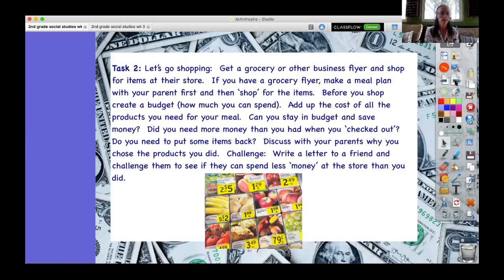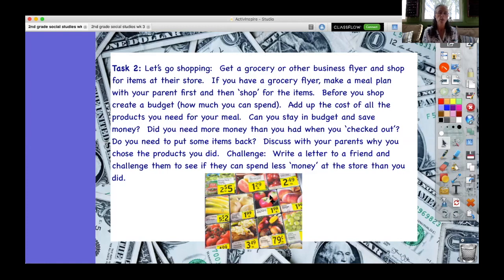Our second task is about pretending to go shopping. I know right now we're not getting out to be able to go places a whole lot, but you can still pretend to shop at home. You might find a grocery flyer like this one pictured here, or I even have an example that I picked up the other day when I was out grocery shopping. These grocery flyers have a list of fruits and vegetables and meats in them so that you could pretend to shop for your groceries for the week.